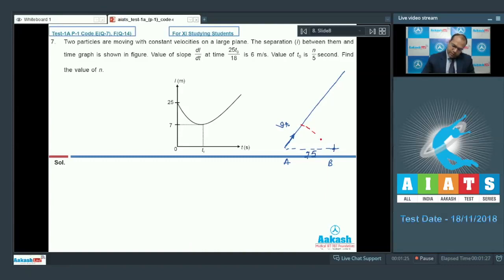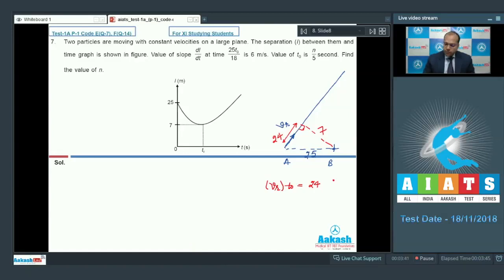Let this separation be 7, and this is the perpendicular. If this is 25 and this is 7, then this separation can be calculated as 24. At time 25 by 18 t naught, the value of slope dl by dt is 6 meter per second. So we can say that relative velocity into time interval t naught is equal to 24.